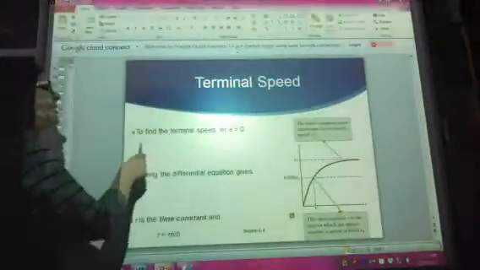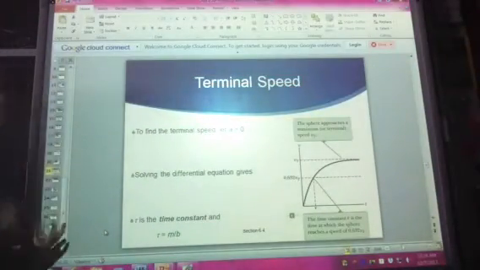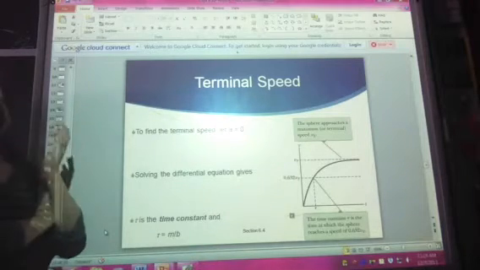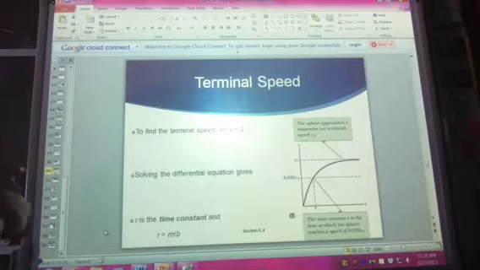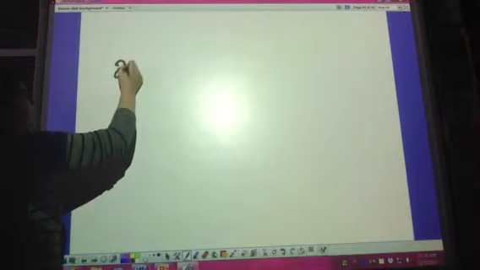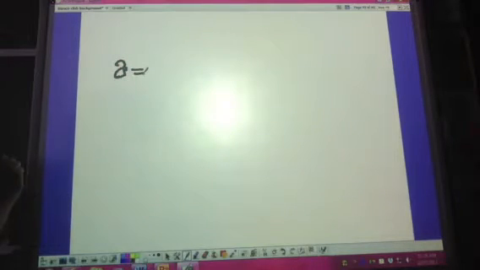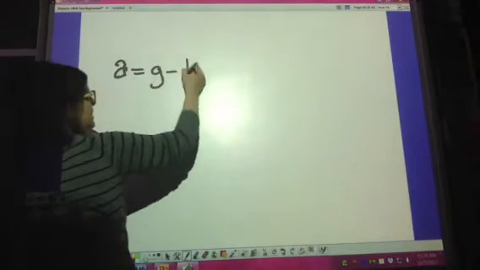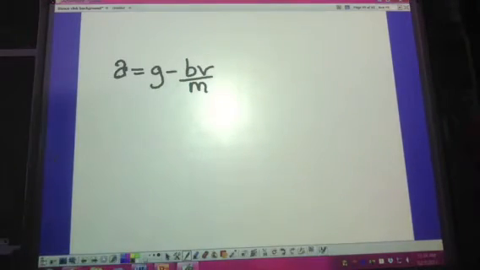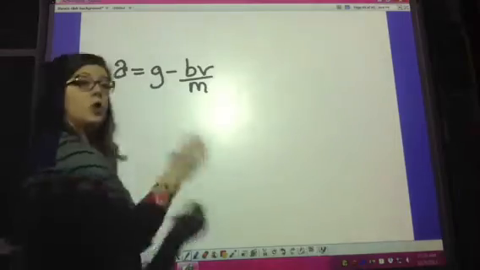All right, guys, so to find terminal speed, if I wanted to come up with an expression to calculate terminal speed, we know that that's when the resistive force is going to be equivalent to the weight force. So when that happens, acceleration is going to be 0 because we'd have 0 net force. And we just found an expression for acceleration, and that was a = g - bv/m. V, in this case, is going to be terminal speed.